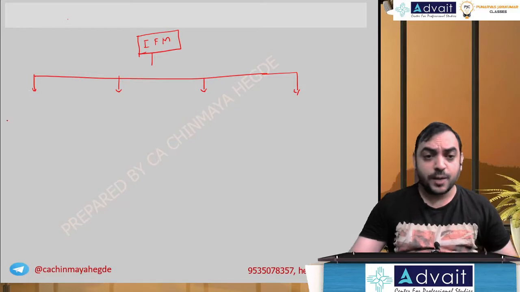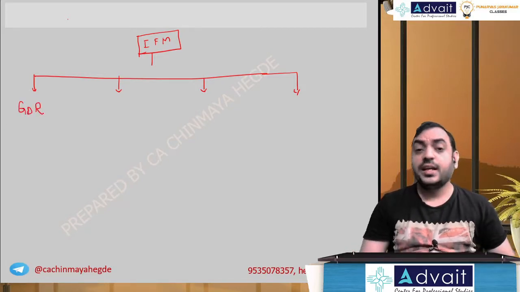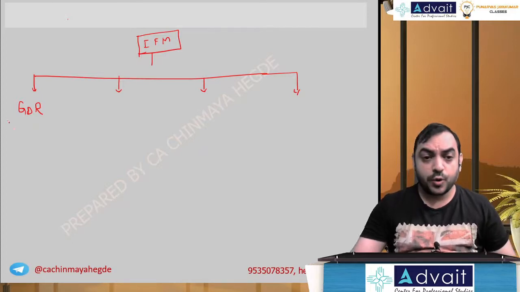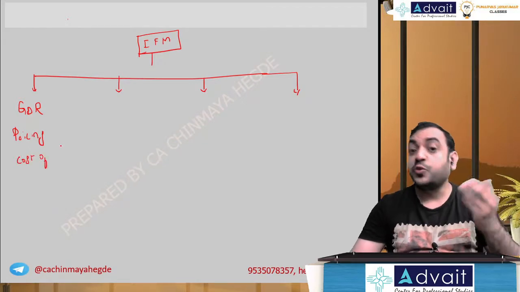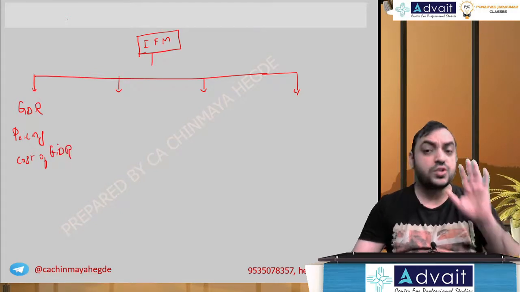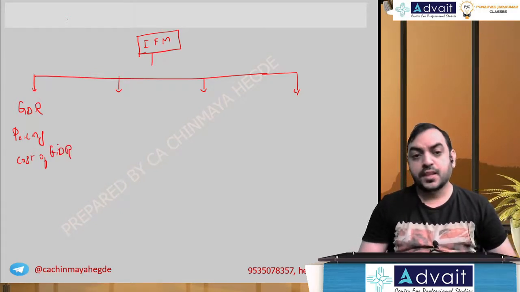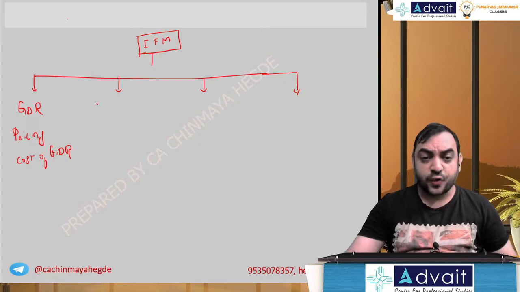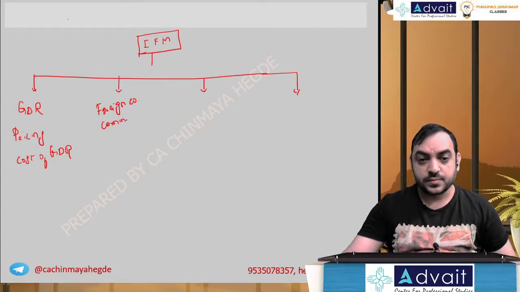The first type is a problem on ADR or GDR, specifically Global Depository Receipts, about pricing and cost of GDR, like cost of equity, cost of debt, cost of capital, cost of GDR. They will ask you a question on this. The next variety is a foreign company coming into India.